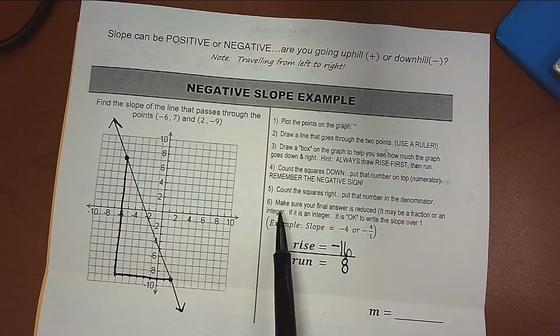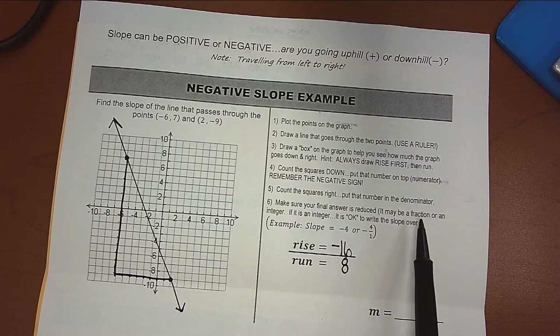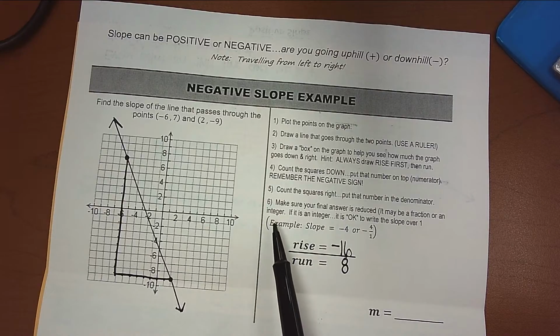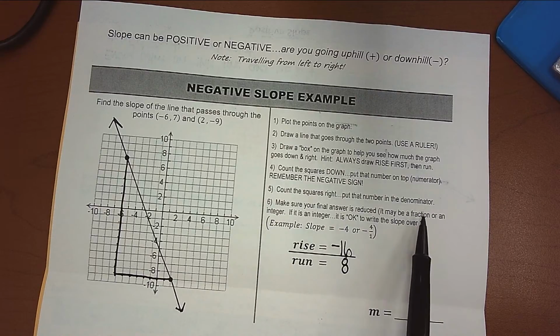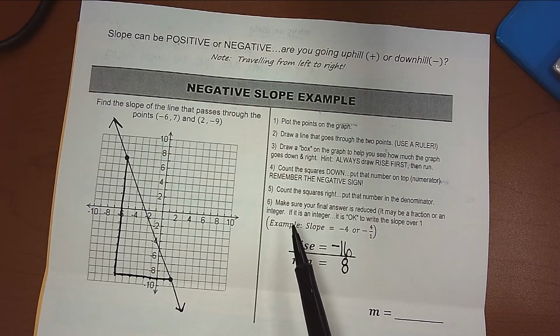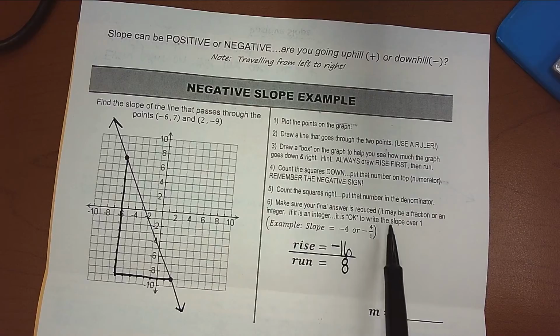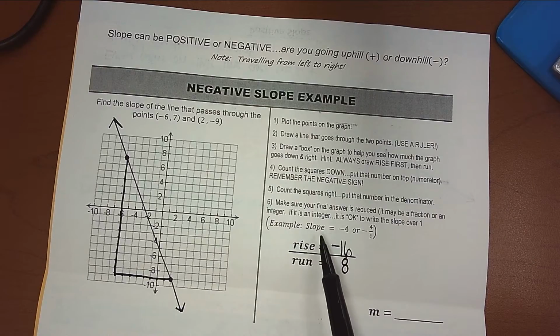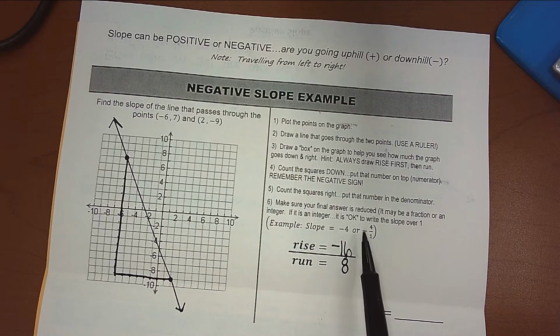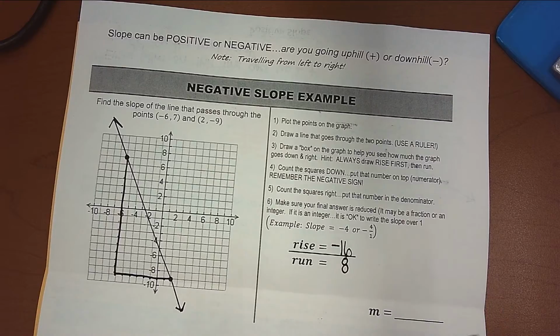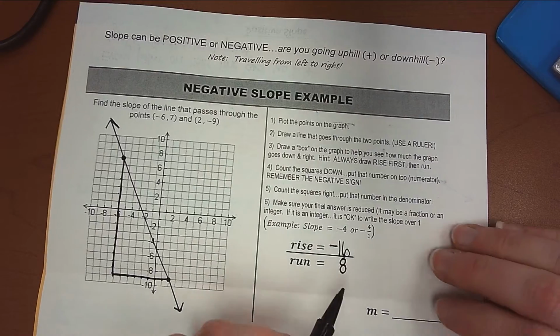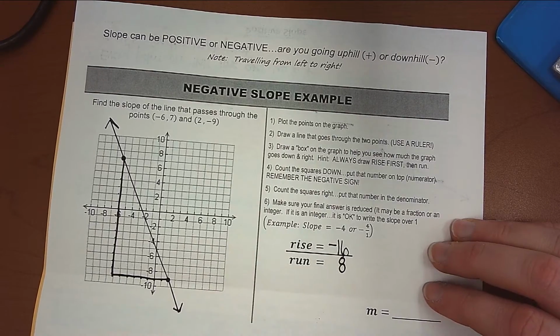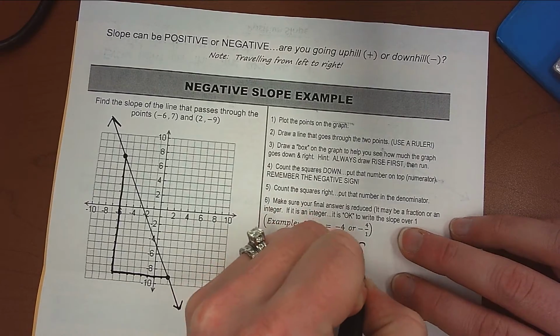And then it says make sure your final answer is reduced. It may be a fraction or an integer, and fractions include improper fractions, but not mixed numbers. If it is an integer, it's okay to write the slope over 1. So you can write the slope as -4, or you can write the slope as -4 over 1. So for example, 16 over 8. 16/8 can be simplified or reduced because they both have a common factor of 8.